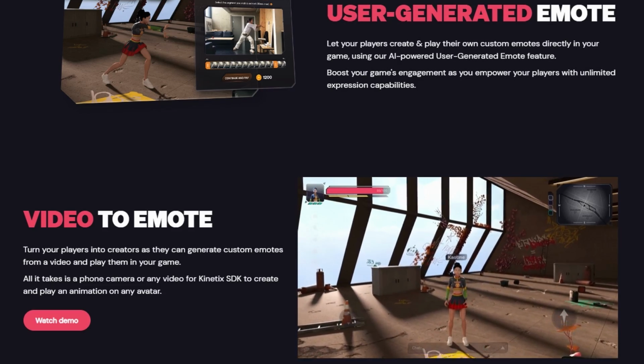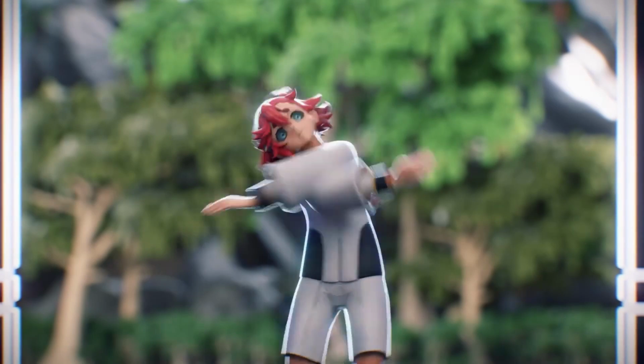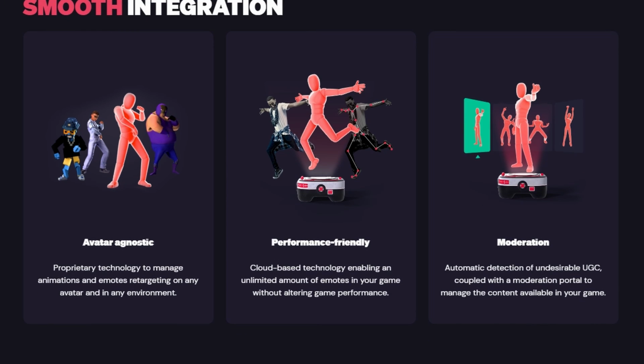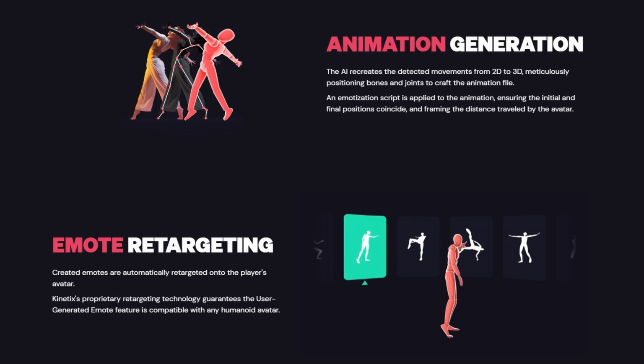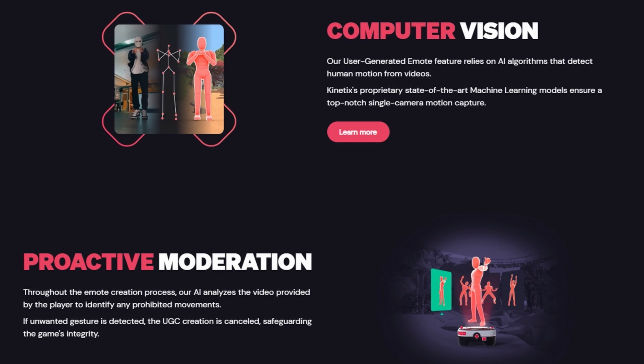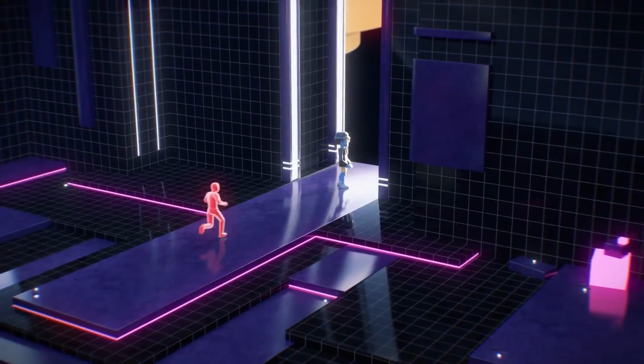The SDK is a plug-and-play solution that includes a proprietary retargeting technology to play custom emotes on any humanoid avatar, and a moderation system to control the content that is added to the game by players. This moderation system includes an automated moderation that checks emote creations and a moderation portal to manage UGC content available in your game.